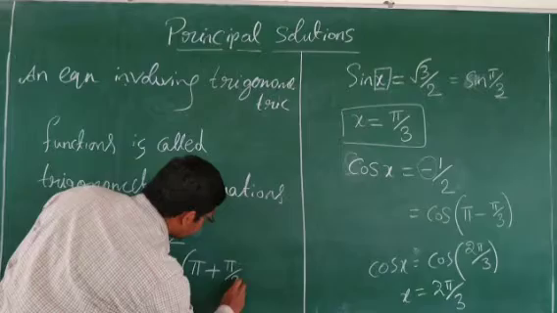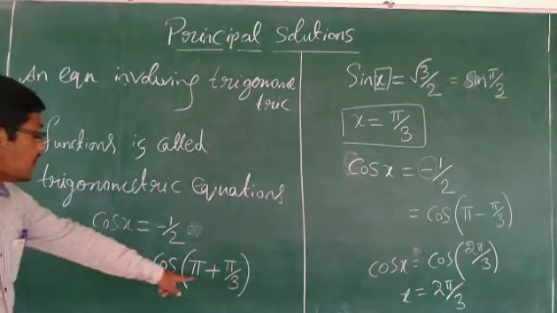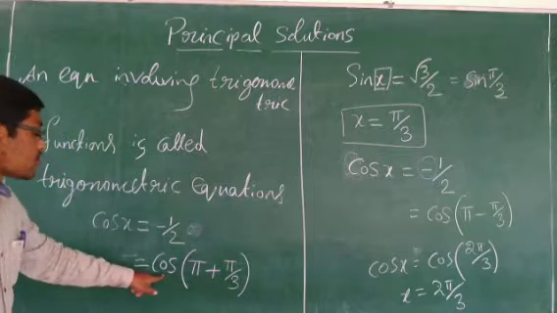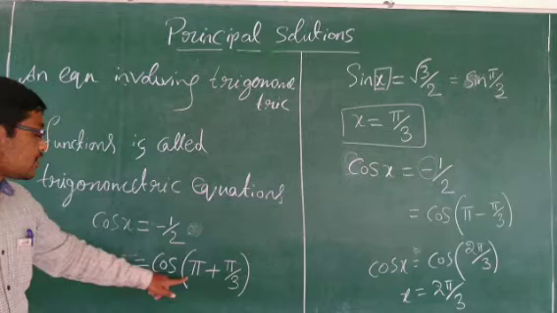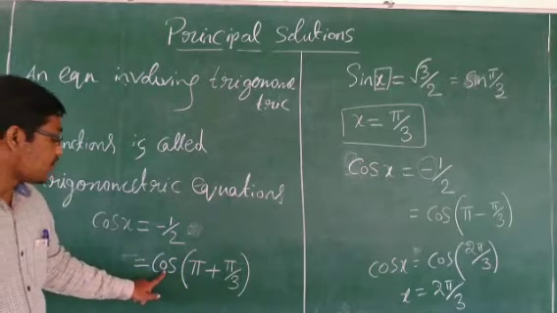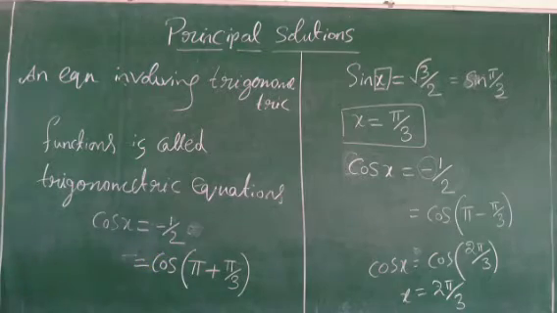1 by 2 is for pi by 3. So this one is in the third quadrant. In the third quadrant cos is negative. This is an even multiple of pi by 2, so cos will remain cos. Then we get cos pi by 3, and cos pi by 3 will be 1 by 2.